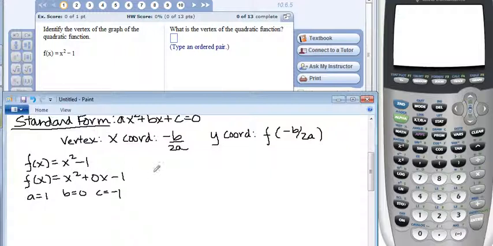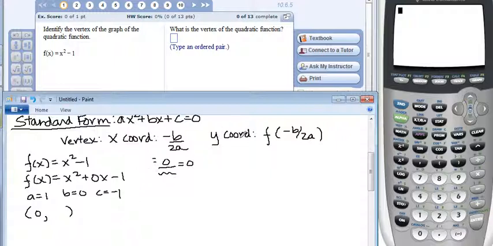So my x-coordinate is equal to the opposite sign of b. Well, b is 0. So 0 divided by anything, I don't even have to complete the bottom. What is 0 divided by anything? It's 0. So my x-coordinate for my vertex is 0. As soon as my numerator is 0, then the whole thing's 0.